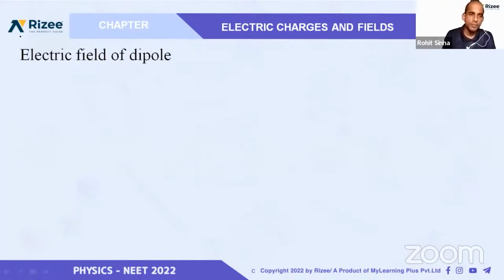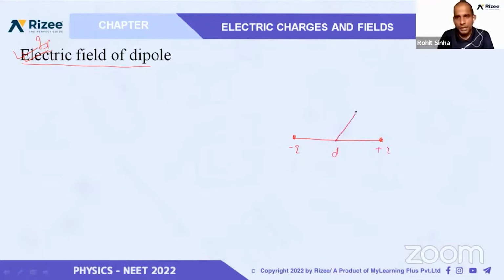Electric field of a dipole. It is a very important topic, very important. Remember that. Now, if we have a two-charge system, minus q and plus q, we can take it either way, or plus q and minus q, separated by a distance d. From here we take a point P at an angle theta and a distance r.